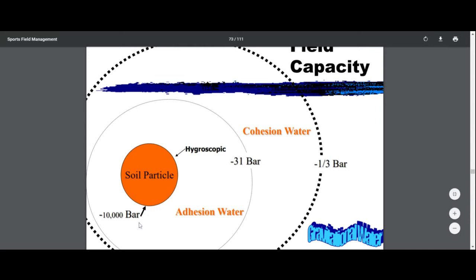Adhesion, cohesion, and gravitational water. Field capacity, -1/3 bar. This area will be filled with air. This is water that's held at the tension that plants can pull it up. And this is water that's held at a tension that the plants cannot pull it up. So it's held so tightly to the soil particle that the plants can't get it. So that's between like -1,000 bars and -31 bars.